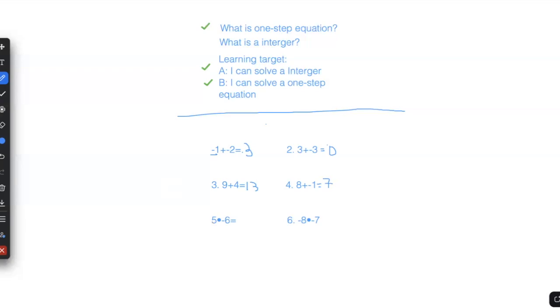And now we're going to get into multiplication. In multiplication, whenever we multiply by a negative number, if you have a positive multiplied by a negative, it's going to be a negative. So 5 times 6 will be -30.